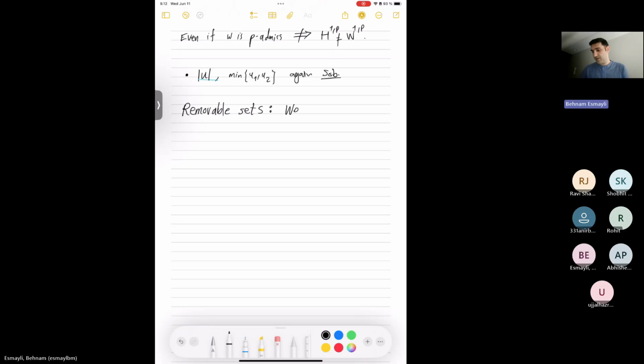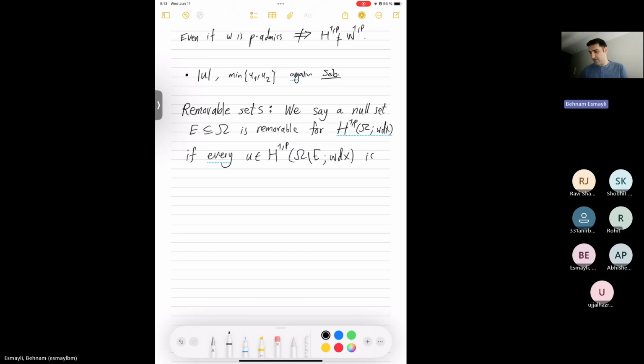So let's give a definition. So we say a null set E, let's say in an open set, is removable for H1P of omega against this weight if every U that is a Sobolev function on H1P of omega minus E with this W dx is also in H1P of omega. Don't remove E W dx.